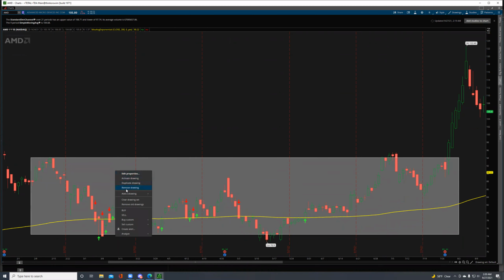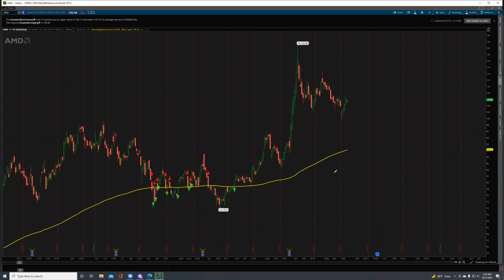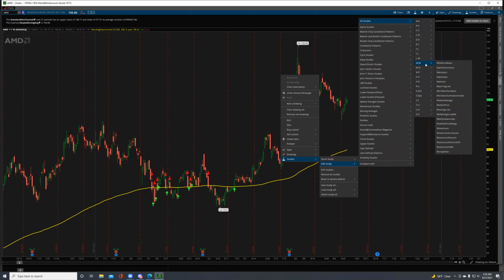So what we're going to do is get that back out of the way because we're talking about indicators. So let's go ahead and zoom back out. All right, let's see if I can add on this other indicator here. Let's see. Let's add back in our moving average.